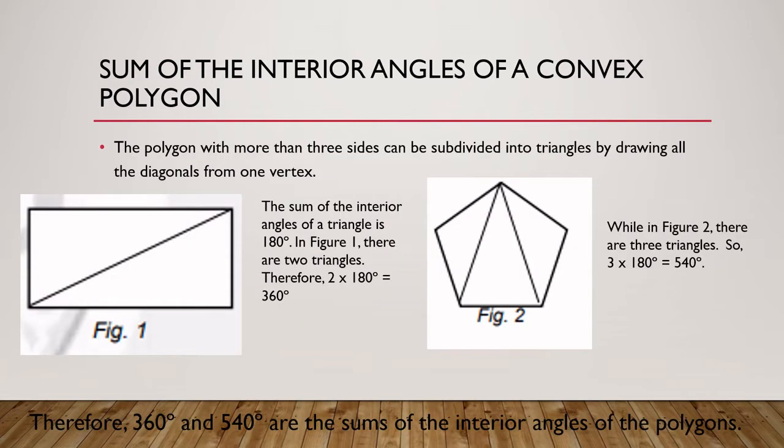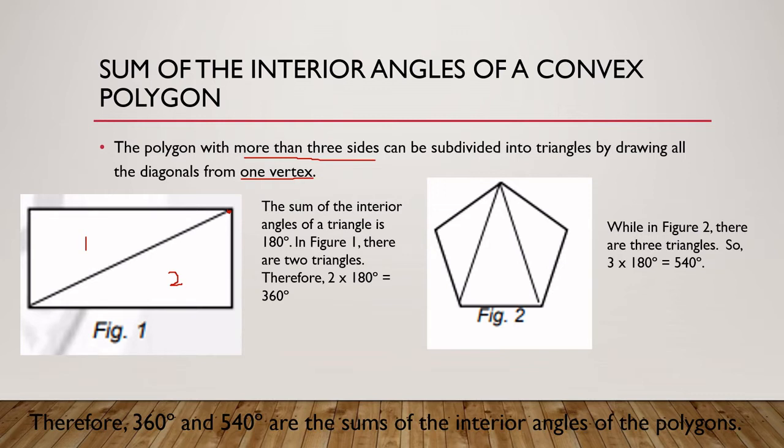Now, what is the sum of the interior angles of a convex polygon? The polygon with more than 3 sides can be subdivided into triangles by drawing the diagonals from one vertex. Now, look at figure 1. We have a rectangle and we have one diagonal from one vertex that divides a rectangle into 2. Kaya meron na tayong na-form na dalawang triangle. That is, triangle 1 and triangle 2.